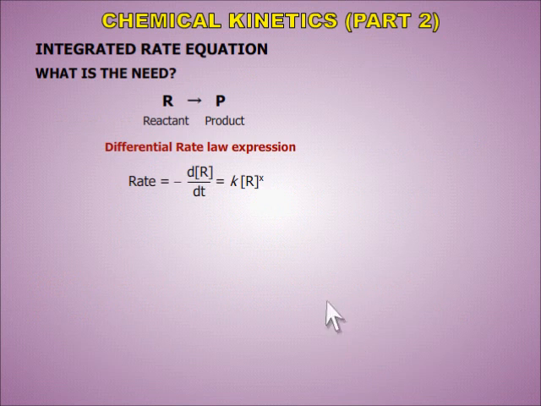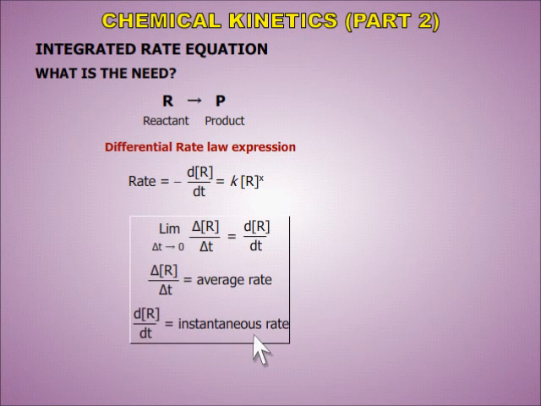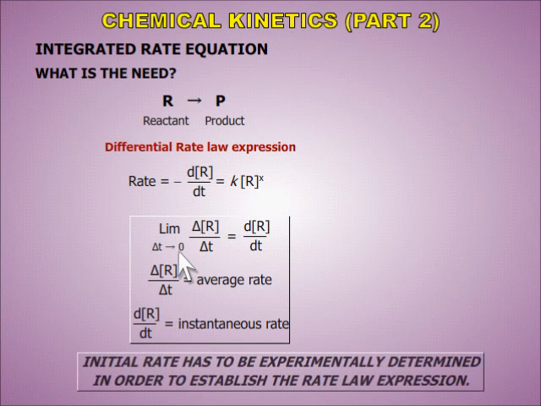Now just look at the rate law expression, which is also called the differential rate equation due to these differentials. This rate is the instantaneous rate, which means the change in reactant concentration within an infinitesimally small time gap. In my previous video on the same subject, I had mentioned that the initial rate of a reaction has to be experimentally determined in order to establish the rate expression. However, practically it is impossible to determine reactant concentration after a very small time interval. What we actually measure is the average initial rate and not the instantaneous initial rate.